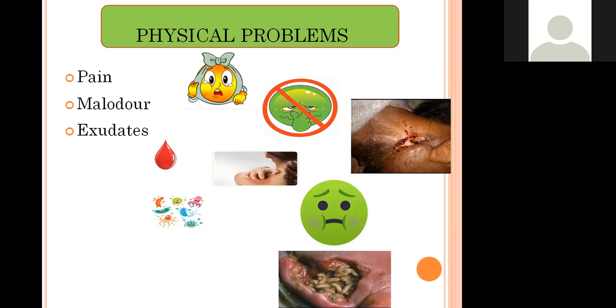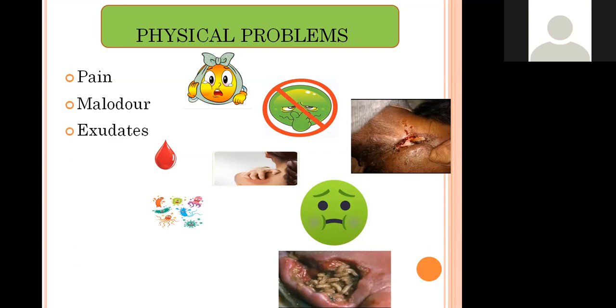So coming to malodor, garbage, rotting flesh, or rotting meat, and cadavers were the words described by the patient and the family members when they were asked to describe the malodor from the malignant fungating wound. And this malodor causes gagging, vomiting, weight loss, social isolation, or withdrawal among individuals and their caregivers, leading to poor quality of life.